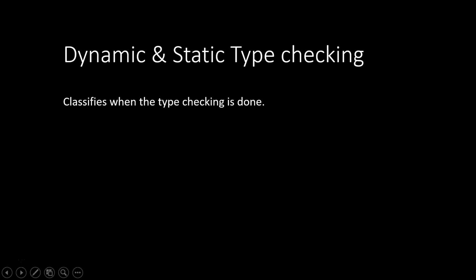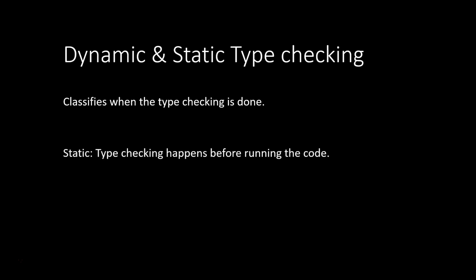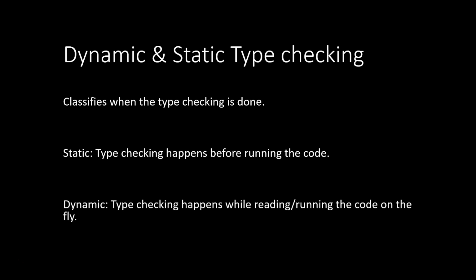So then, dynamic and static type checking. These two classify the language according to when the type checking is done. Static type checking means it happens before running the code. And dynamic checking, just by the semantics you can already imply, means it happens while reading and running the code on the fly.